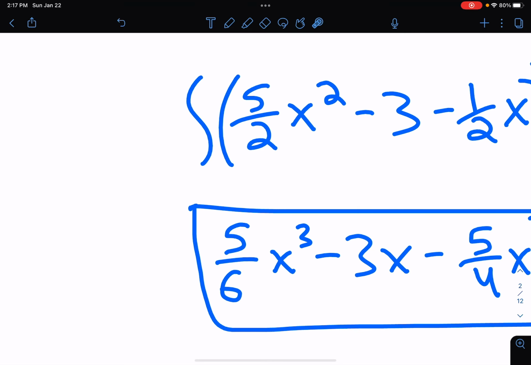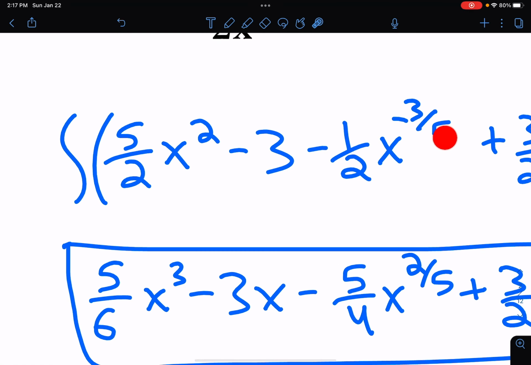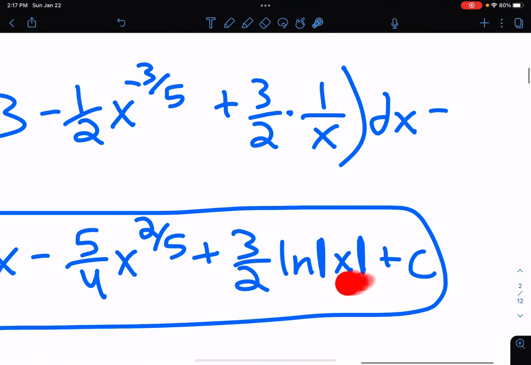Add 1 to the exponent, we get a 3, divide by 3, so we get 5/6 x cubed. Negative 3, antiderivative, negative 3x. Negative 3/5, add 1, we get 2/5. Divide by 2/5, so we multiply by 5/2, and so 2 times the 2 in the bottom becomes a 4. And then the last part, the 3/2, and hopefully you've remembered the antiderivative of 1 over x is natural log absolute value of x, and that's just times the 3/2, and of course your cookies.